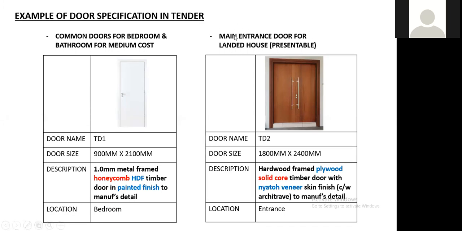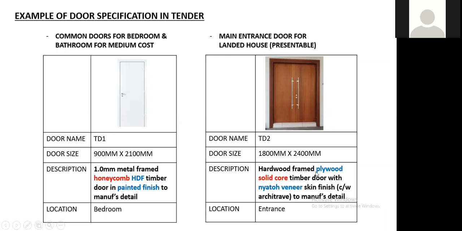Another example is the main entrance door for a landed house. You want a more presentable entrance door. So how do you spec here? Normally, if it is a timber door, you want it to have a timber frame as well, to give a framing effect from timber. So you can have a hardwood frame. I just give this example to be a bit different from the other side.